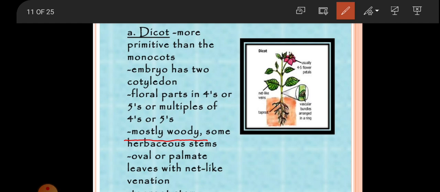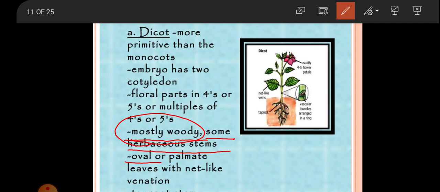Next, these are mostly woody. This is the most important character of dicot plants. Woody means what? These are hard in nature, and some have herbaceous stems. In dicots, mostly woody plants are there, and some are herbaceous stems. Herbaceous means weak stems are present.